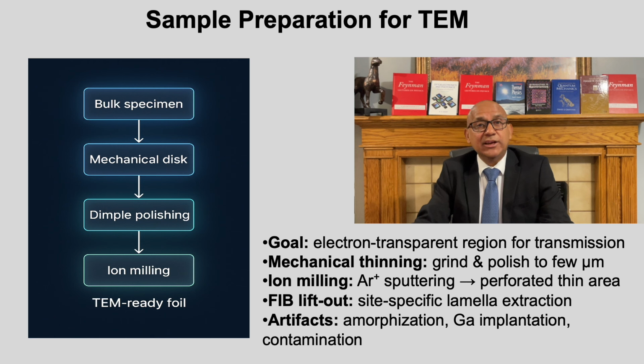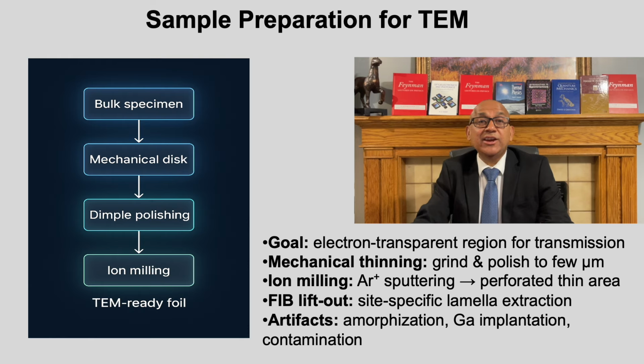Next comes ion milling, where a beam of argon ions gently sputters away material. As milling continues, a small perforation forms, creating an electron transparent window near the edge of the hole. For targeted analysis, such as a device interface, grain boundary, or nanopillar, researchers use focused ion beam, FIB, lift-out. A dual beam SEM-FIB system allows cutting, extracting, and mounting a thin lamella precisely from the desired location.